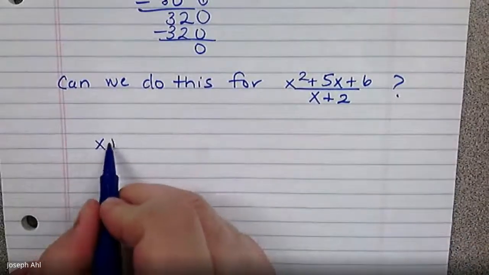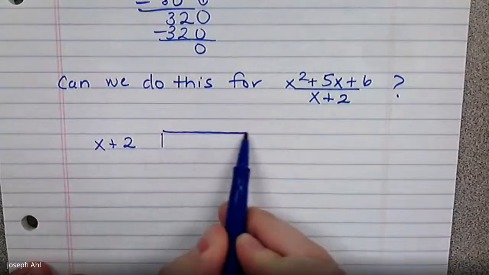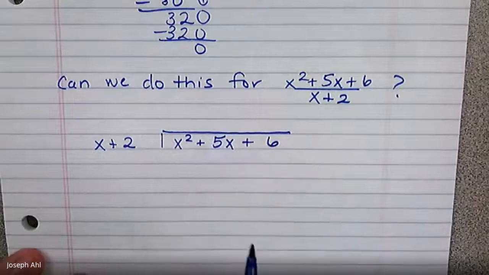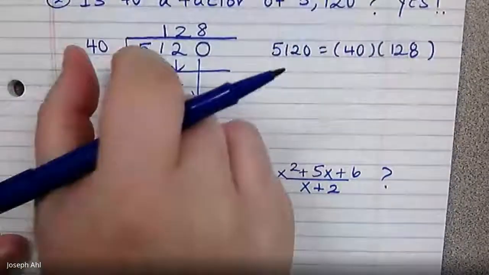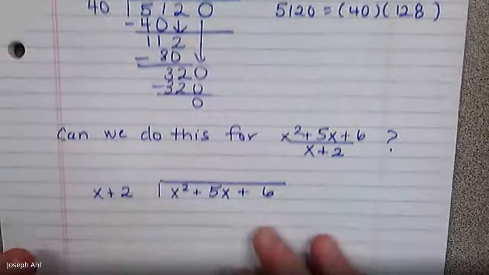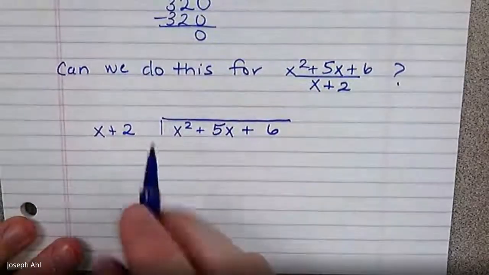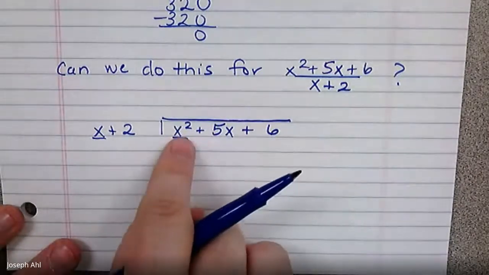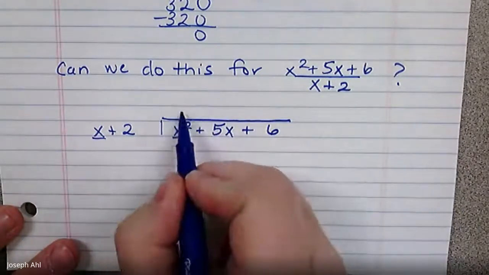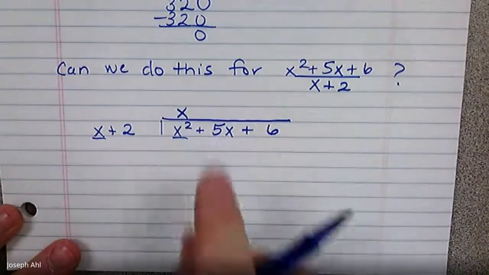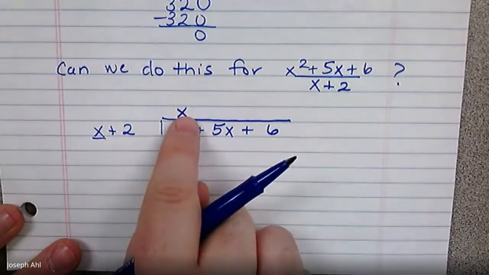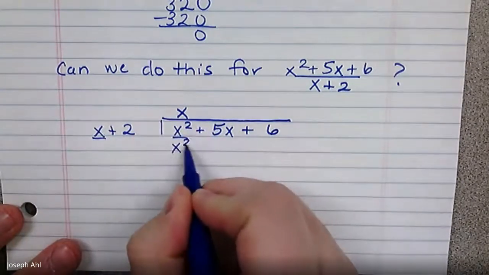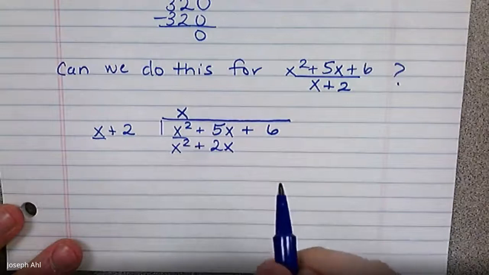So I'm going to take the x plus 2, and I'm going to divide it into x squared plus 5x plus 6. And just like up here, I said, well, how many times does 40 go into 51? I'm going to do something similar with our polynomials, and I'm going to say, how many times does x go into x squared? So in other words, if I take x squared and I divide it by x, that's going to give me just x here. And then what do I do to continue on with our long division algorithm? Take x, multiply it by x plus 2 to get x squared plus 2x.